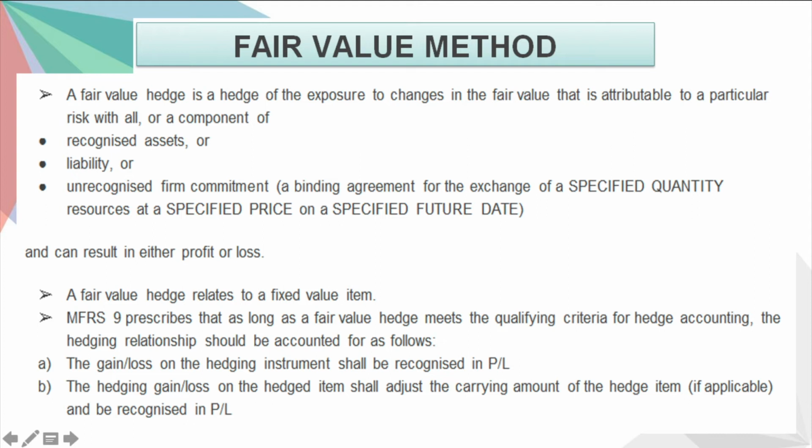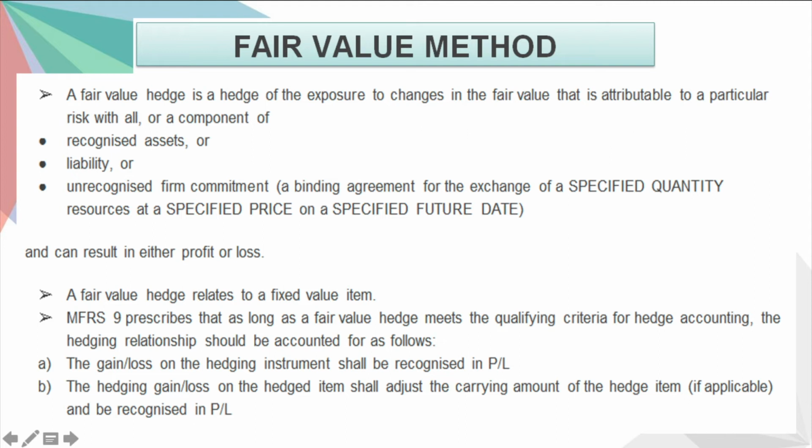According to MFRS 9, as long as a fair value hedge meets the qualifying criteria for hedge accounting, the hedging relationship should be accounted for as follows. First, the gain or loss on the hedging instrument shall be recognized in P&L, or profit or loss. Second, the hedging gain or loss on the hedge item shall adjust the carrying amount of the hedge item, if applicable, and be recognized in P&L also.